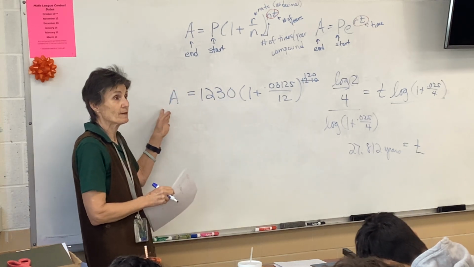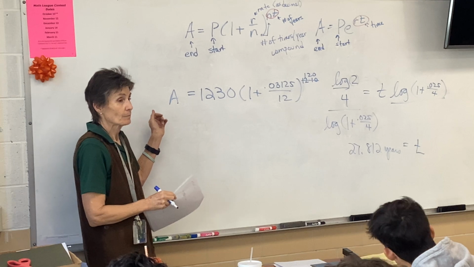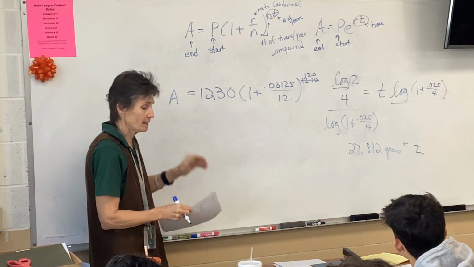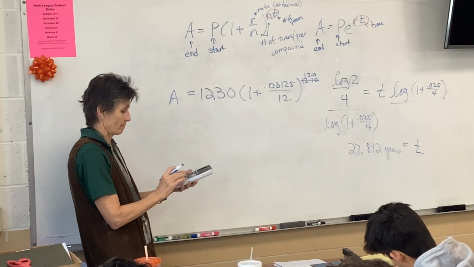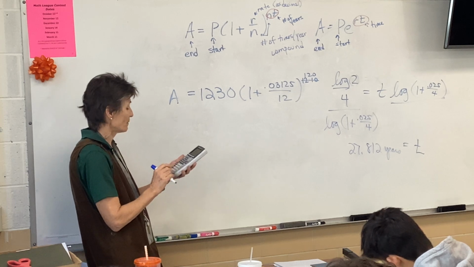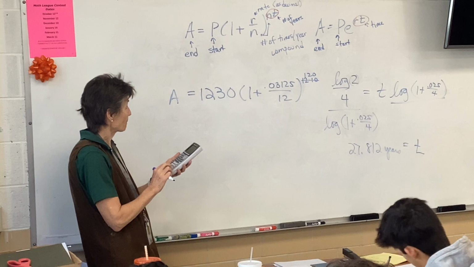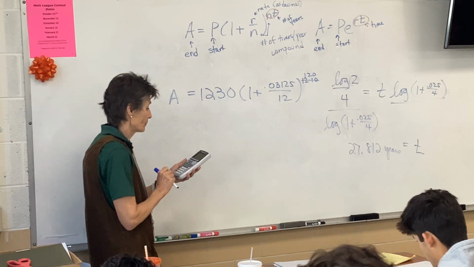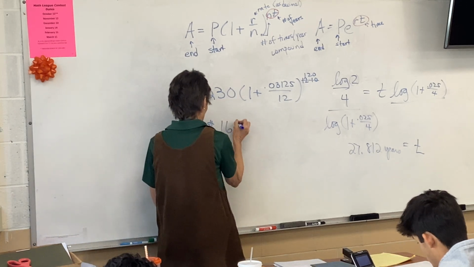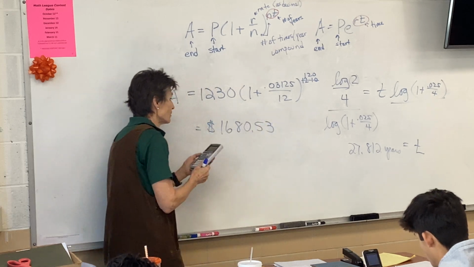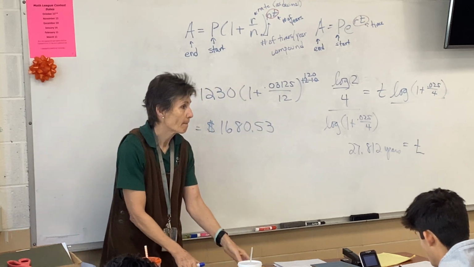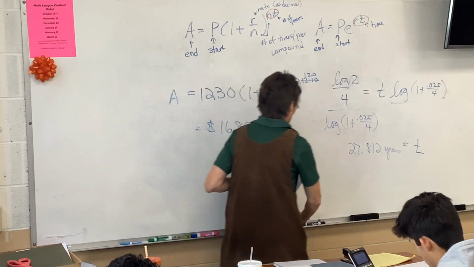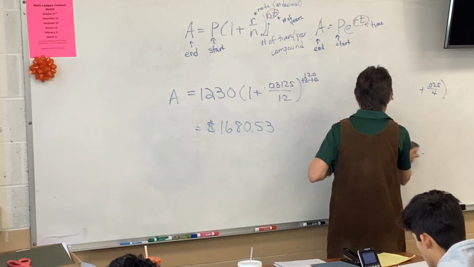And this time we're solving for A. Okay, now wait a second. Am I going to need logarithms here? No, I'm just going to plug it in. I'm going to plug in exactly what I wrote. So 1230, parentheses, don't forget the parentheses. I got $1,680.53. Is that okay with everybody? That was just a type it in problem.